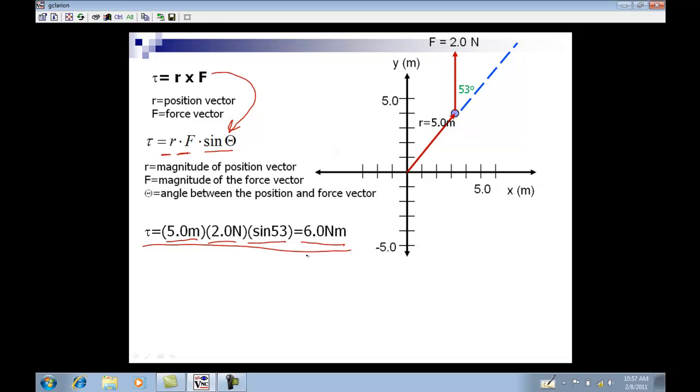Now, if I asked you what is the vector direction of the torque based off the right-hand rule, it would be out of the page towards us. So the vector direction would be out of the page toward us. Okay. So again, that's just a review of calculating torques, and you're going to see how this applies to angular momentum in a minute.